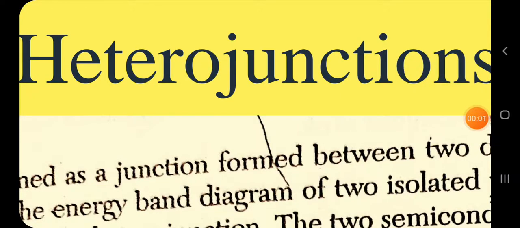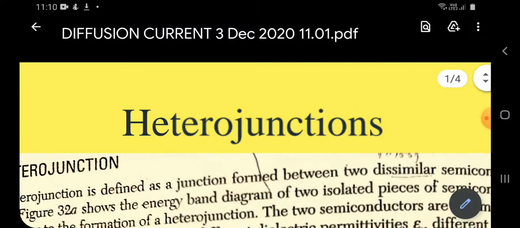Morning. Today we discuss what are heterojunctions. A heterojunction is defined as a junction formed between two dissimilar semiconductors. The energy band diagram of two isolated pieces of semiconductors prior to the formation of a heterojunction is shown here in this diagram.